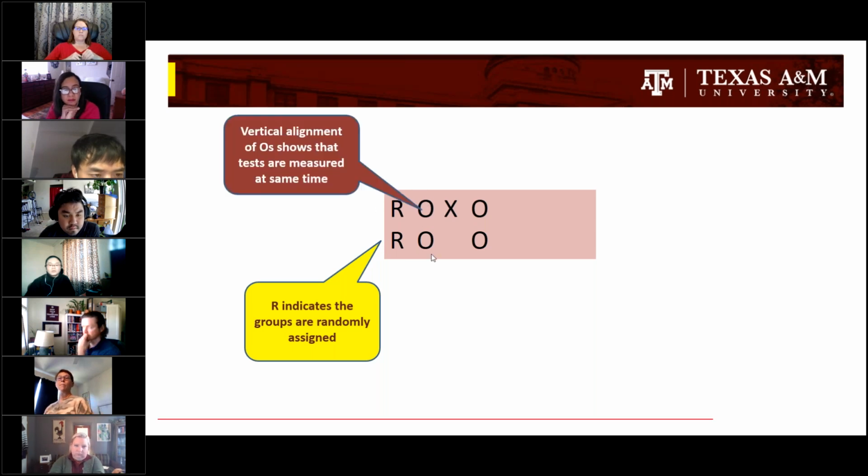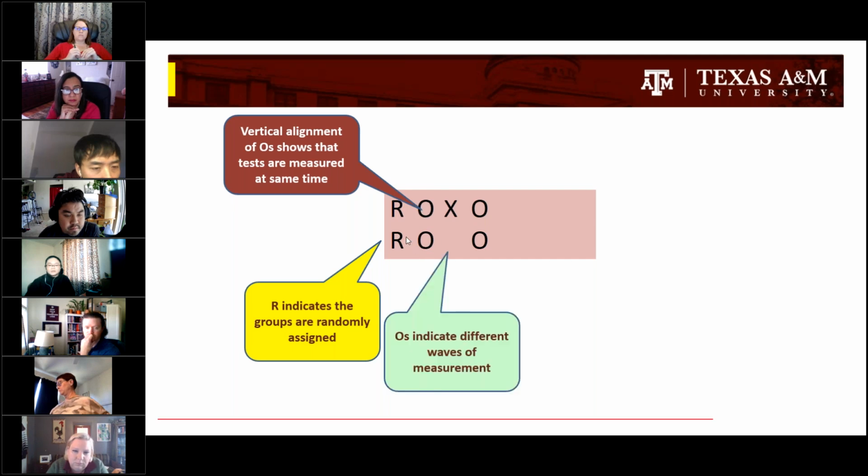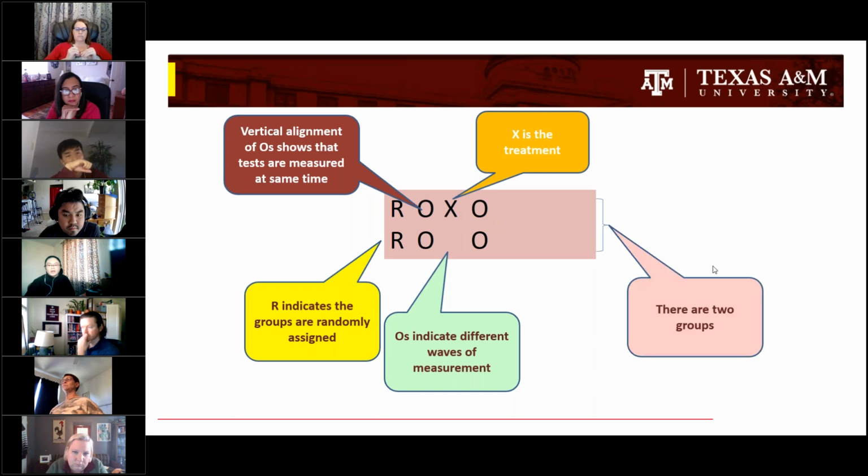And the vertical alignment of O's shows that tests are measured at the same time. And the O's here mean pre and post, indicating different waves of measurement. And this X represents the treatment. So this is the treatment group. And so we can see there are two groups. One is treatment, the other one is control. And here is the time. So here probably we have randomization, pre-test, intervention, and then post-test.